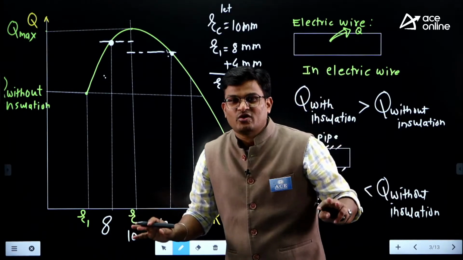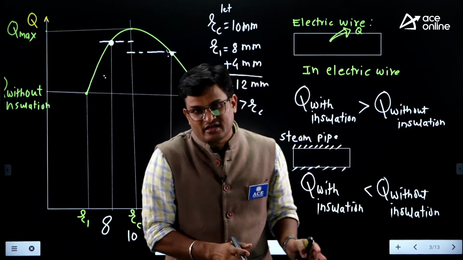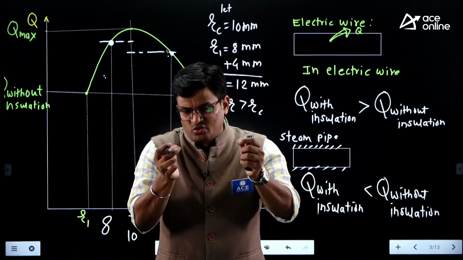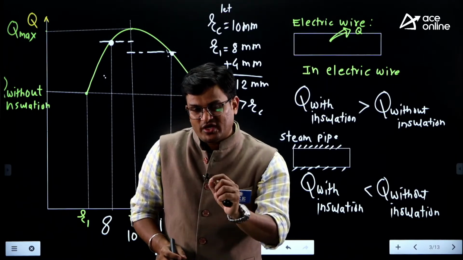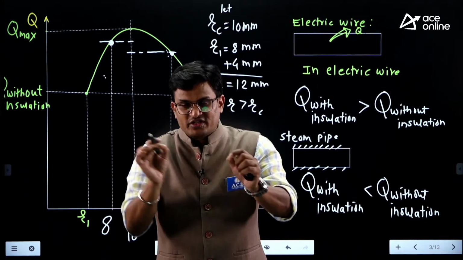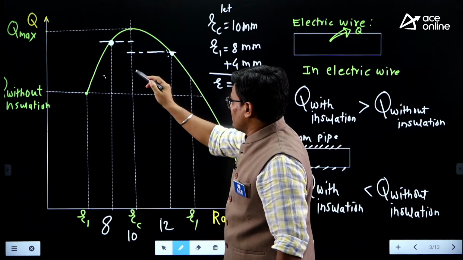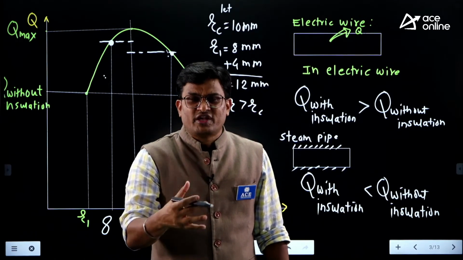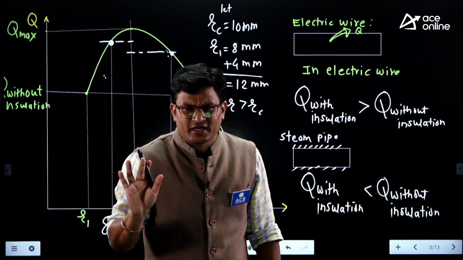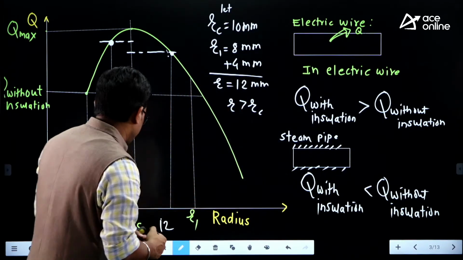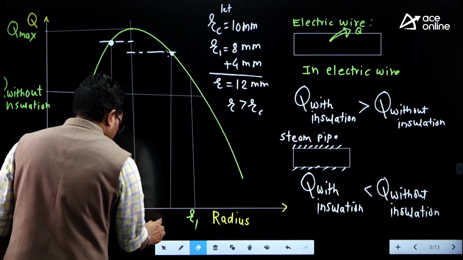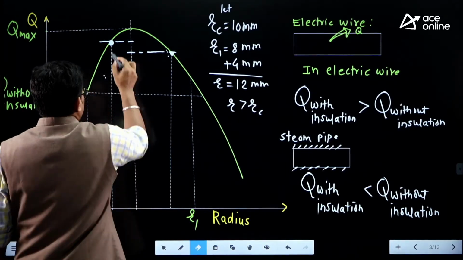There is no standard value of critical radius. It may be less than or greater than. The only thing is that you have to check without insulation and with insulation. If this is satisfied, and this is the graph you have to follow. Don't worry, you may get confused; when I solve the numerical, you will understand clearly. So think about what I am trying to say. Just give me a second.